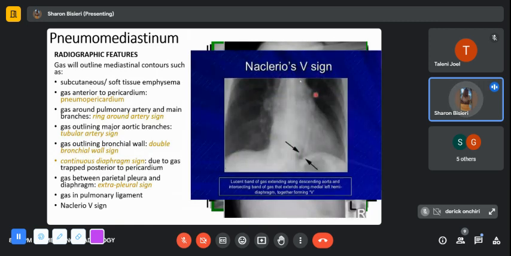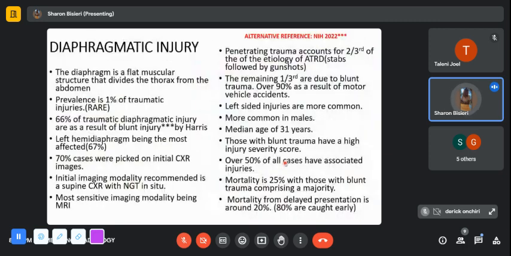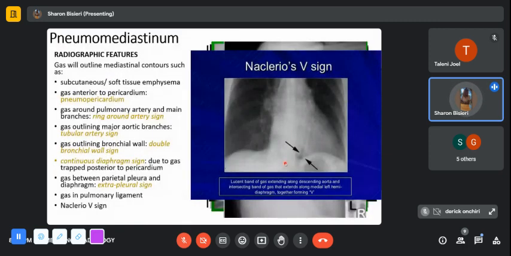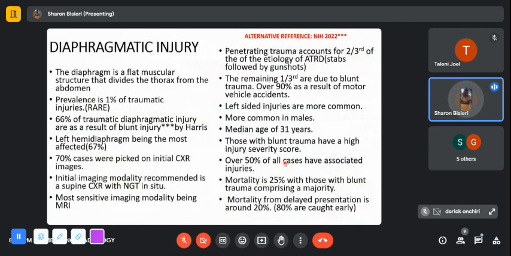The Naclerio V sign, we've already mentioned this. This is where you have these two lines intersecting over the left hemidiaphragm: this lucent line and the air outlining the descending aorta. So all these are signs of pneumomediastinum. So that's all I had for esophageal tears.